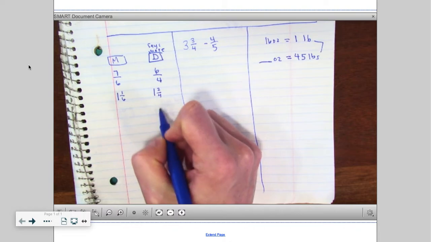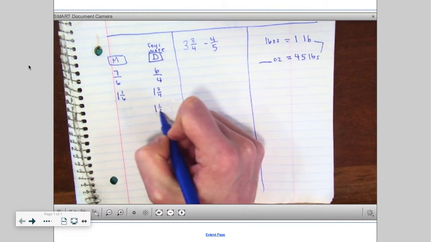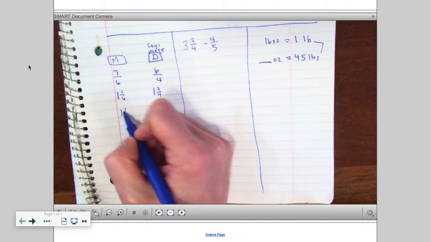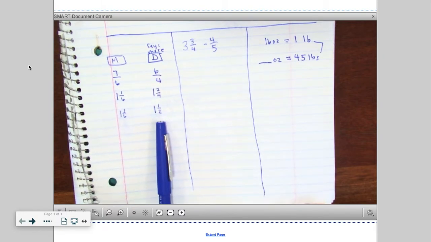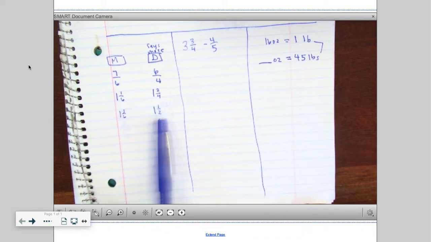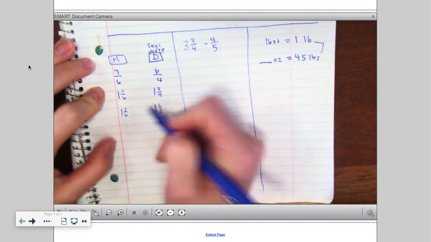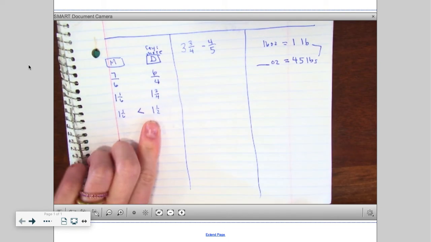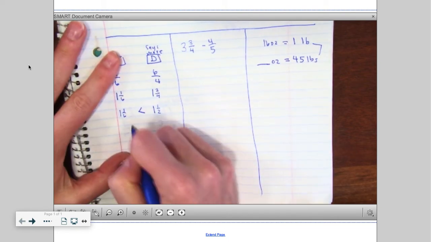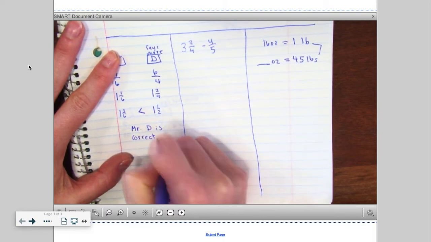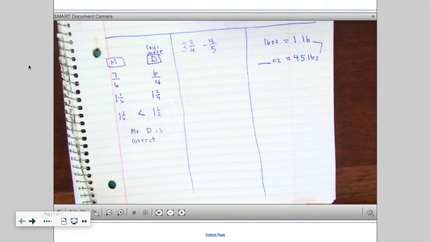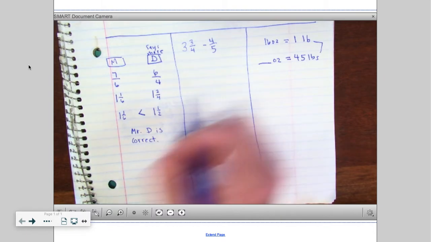Well, I know 1 and 2/4, I can write it as 1.5. I know they're equivalent fractions. So when I think about it, I know the bigger the denominator, the smaller piece that I have. So I would rather have 1.5 than 1 and 1/6. So I'm going to say that 1.5, Mr. D is correct. He says he has more, and he absolutely does. He has more Takis.